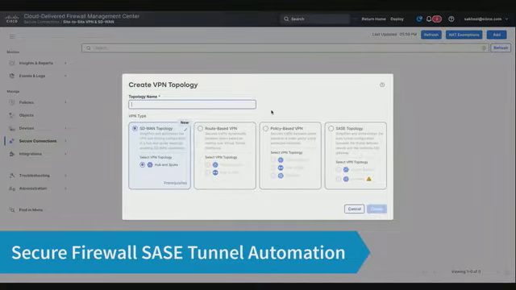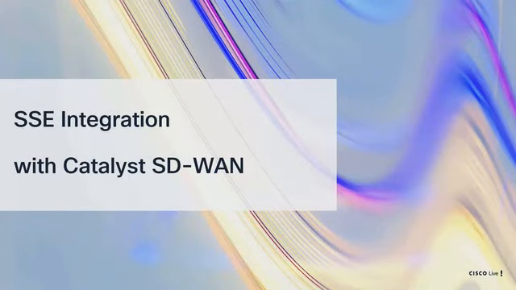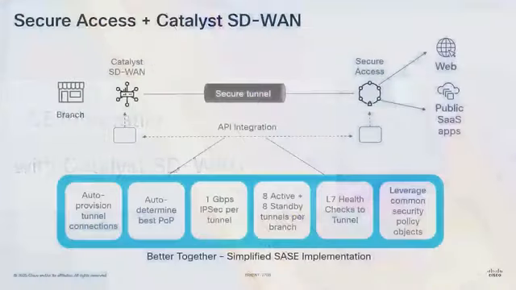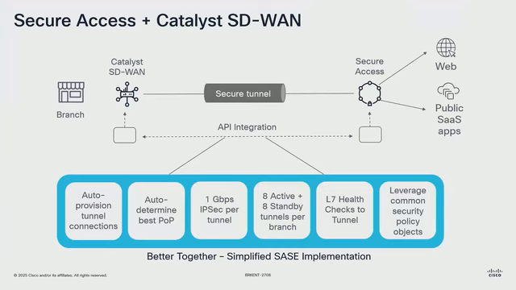The tunnel automation here, I'll skip the demo. You just click SASE topology, and it does the automation for you. Now, on the Catalyst side, likewise, we have some special sauce here. On the Catalyst side, we configure a template. Remember, everything Catalyst is templates.